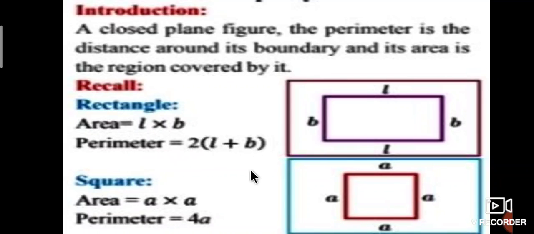What about the square? The area of a square is equal to A into A, that is side into side. Therefore the perimeter is equal to 4 into A, that is 4A. The perimeter of a square is 4A, and the area of a square is side into side, that is A into A. This is the formula of a square.